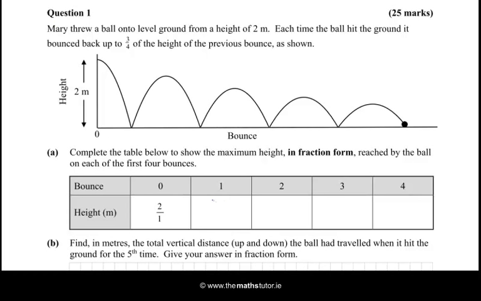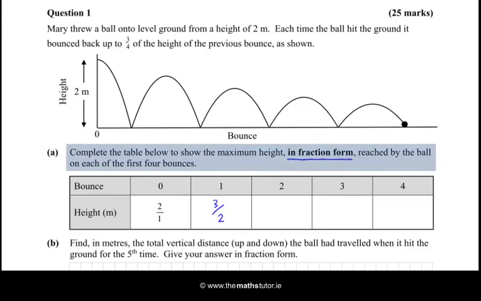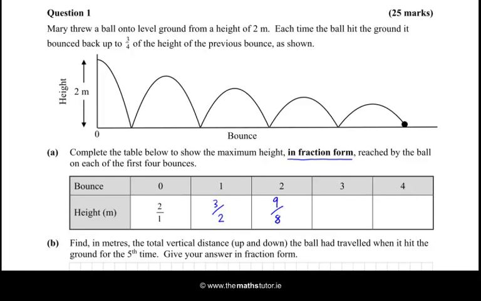And we're told we want to put it in as a fraction. So it says here, complete the table below to show the maximum height in fraction form reached by the ball on each of the first 4 bounces. Okay, so the height on the second bounce will be 3/4 of 3 over 2. So we just multiply 3 over 2 by 3 over 4. So you can do that in your calculator. That's 9 over 8.